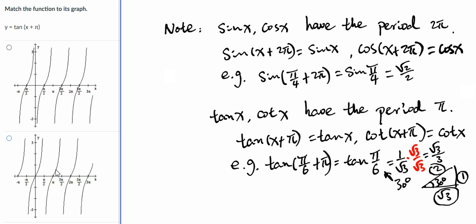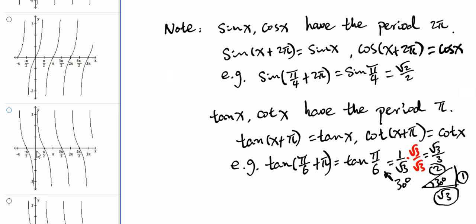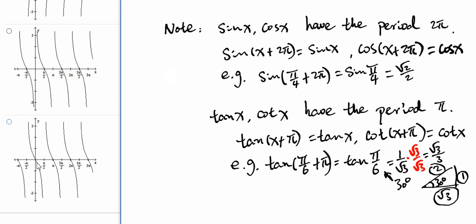That means if you draw a horizontal line, the distance between this one and this one is pi. They have the same height; the y value is the same. So this is basically the picture for tan(x + pi). They are equal. And why not this one? This one does not go through the origin and is decreasing. Of course, it's not this one.